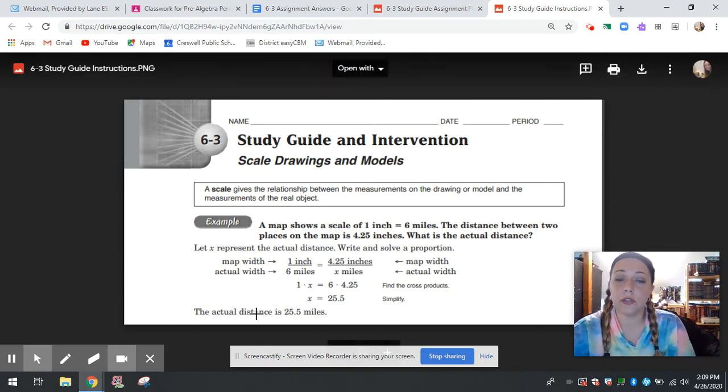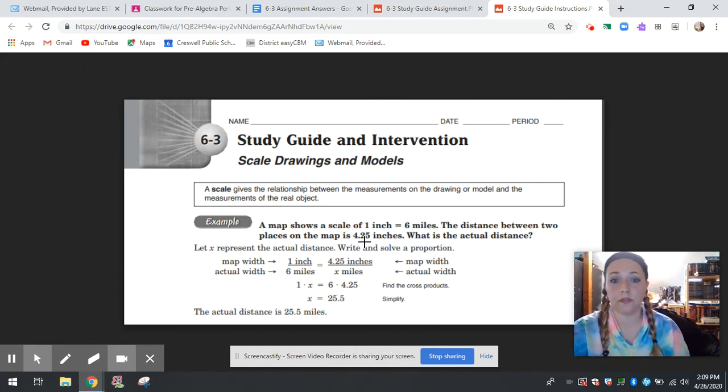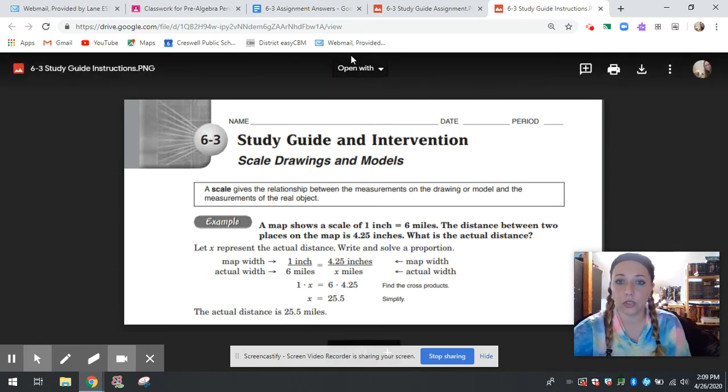So what we get for the actual distance, even if the map says it's 4.25 inches with the scale factor of 1 inch to 6 miles, the real life distance, if it's 4.25 inches on the map, is 25.5 miles from point A to point B. So that's the overview of the instructions, and we'll go ahead and work on some of the problems.